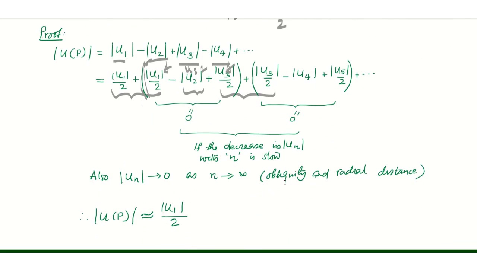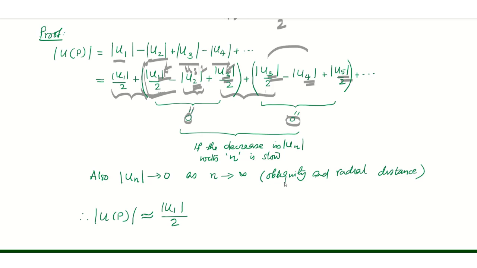If the decrease in UN with n is slow, in the sense that here we are comparing the second with the first and third, here we are comparing the third, fourth, and fifth, which means we are comparing only adjacent or very close Fresnel zones, and therefore the quantity inside the brackets could be very nearly zero.